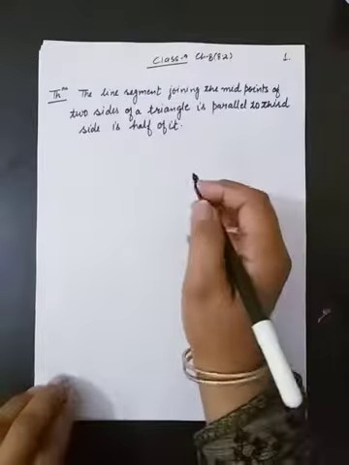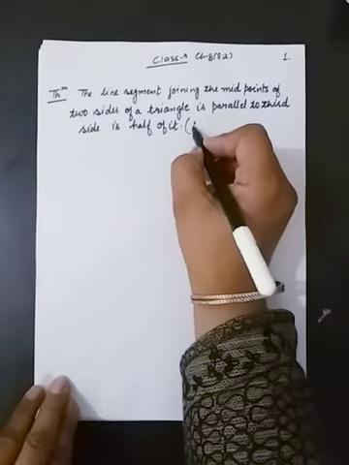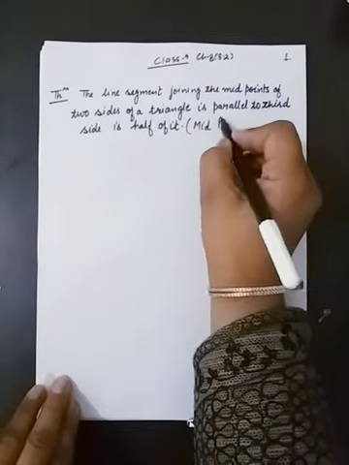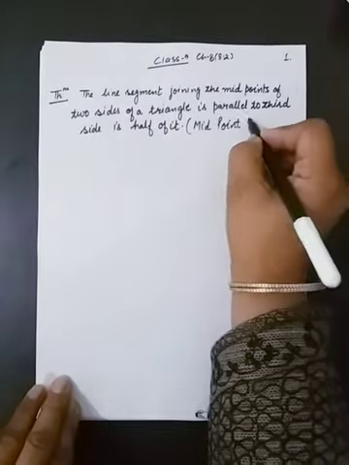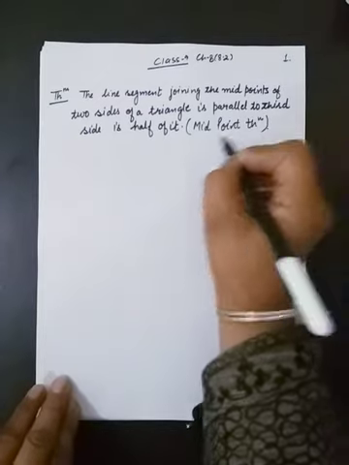Today we are going to do the midpoint theorem of chapter 8. The theorem is: the line segment joining the midpoints of two sides of a triangle.